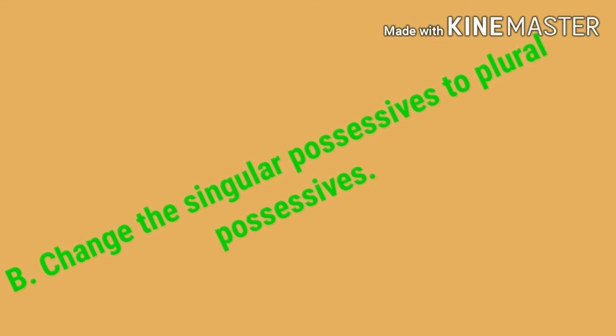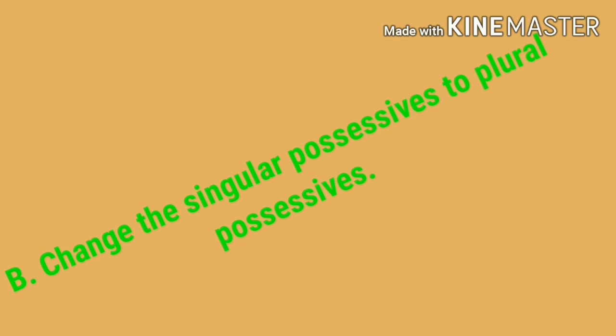B. Change the singular possessives to plural possessives. So you change the singular noun into a plural noun and then show the possession for that plural noun. Children, do you remember how to show the possession for plural nouns? We have two forms. One is when a plural noun ends in s, we only add an apostrophe at the end of the word. Second, if a plural noun does not end in s, we add apostrophe s to the end of the word to show possession. Is it?